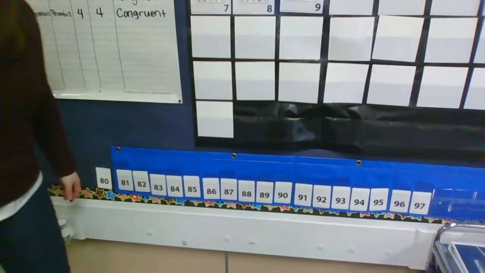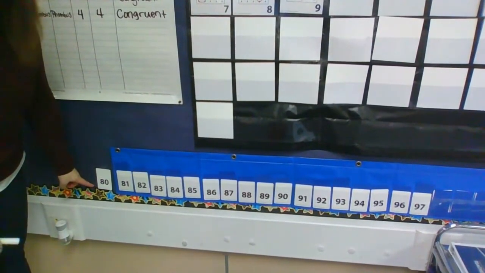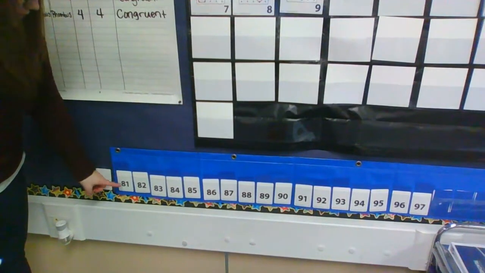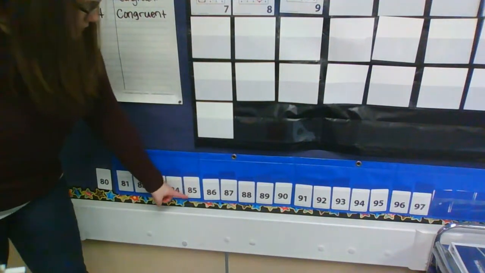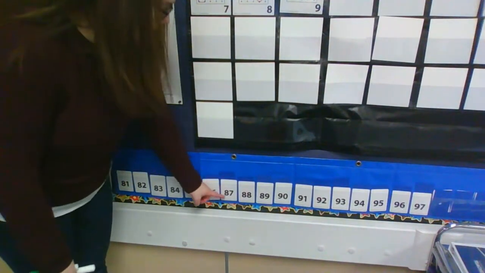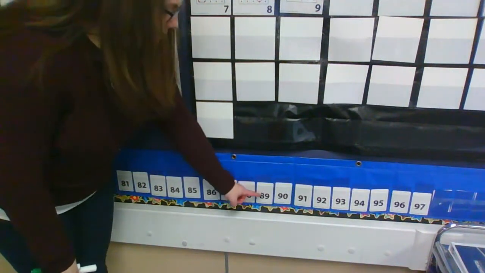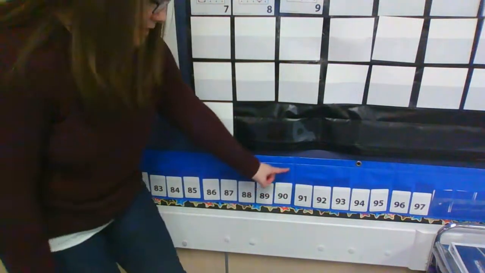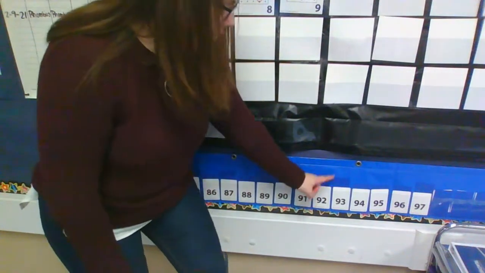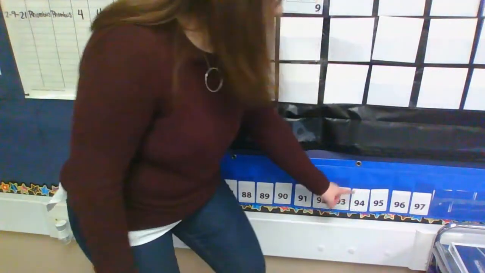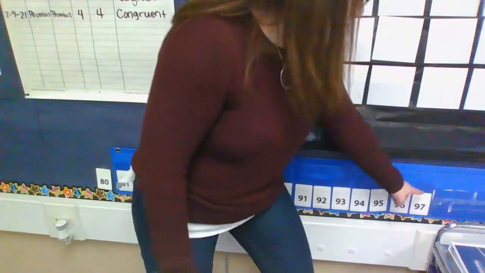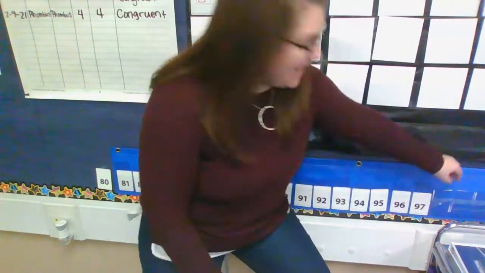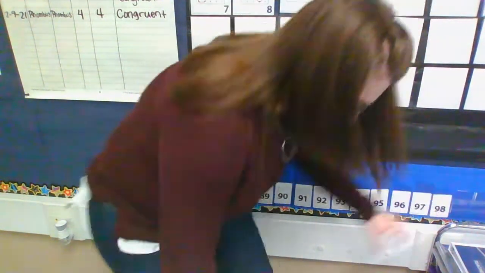Okay, remember our number line starts at 80, so we have to count on or count forward from 80. Count loud and proud. 80, 81, 82, 83, 84, 85, 86, 87, 88, 89, 90, 91, 92, 93, 94, 95, 96, 97, 98. Woo! Today is number 98 in school.